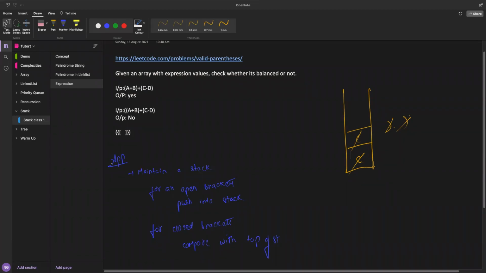Is it clear? Smita, Raju, is it clear? Yes, Nisha.